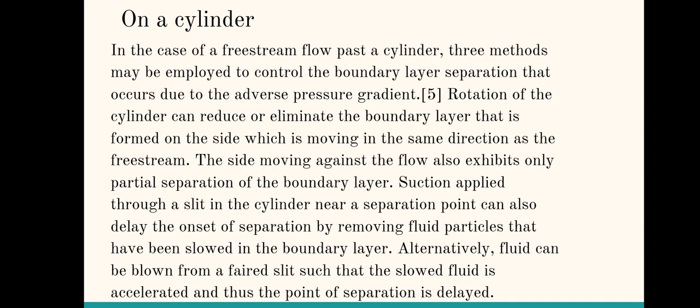So, on a cylinder, how will boundary layer control happen? In the case of a free stream flow past a cylinder, three methods may be employed to control the boundary layer separation that occurs due to the adverse pressure gradient. Rotation of the cylinder can reduce or eliminate the boundary layer that is formed on the side which is moving in the same direction as the free stream. The side moving against the flow also exhibits only partial separation of the boundary layer.